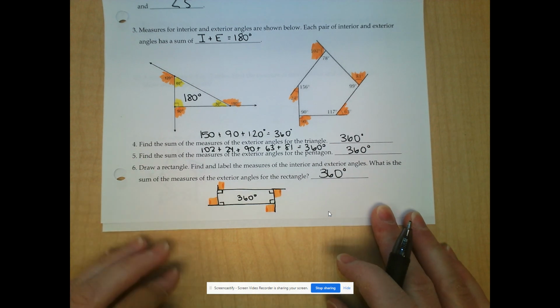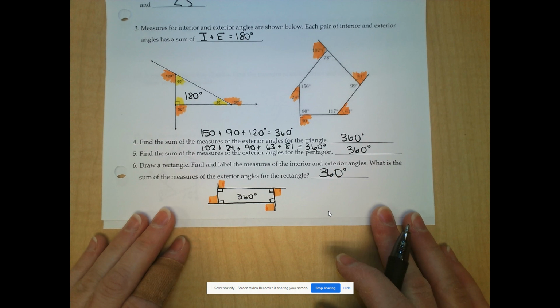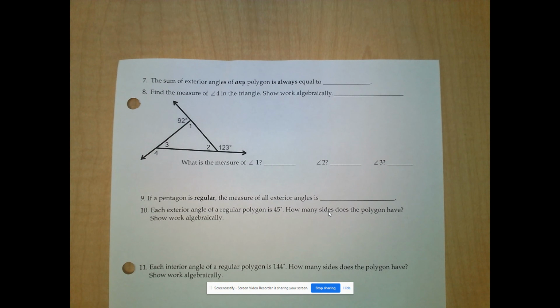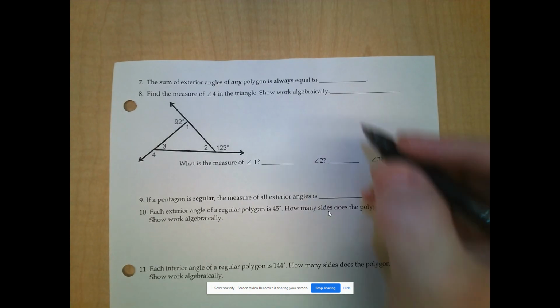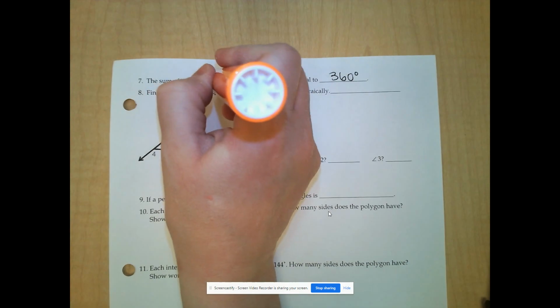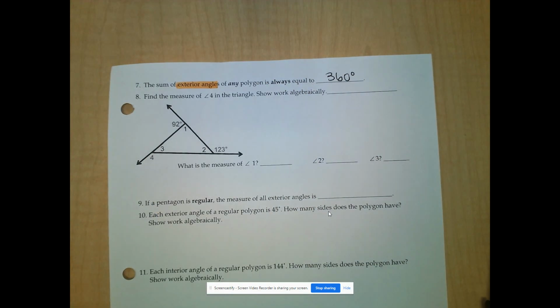So what can we say? Even if the shape changes the number of sides, the exterior angles are adding up to 360 degrees. The sum of the exterior angles of any polygon is always equal to 360 degrees. That is specific for the exterior angles.